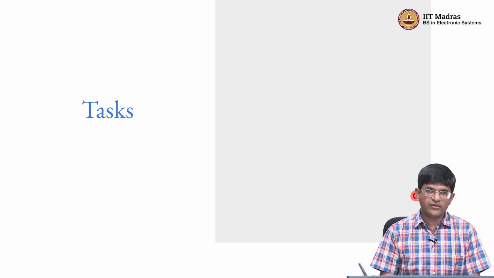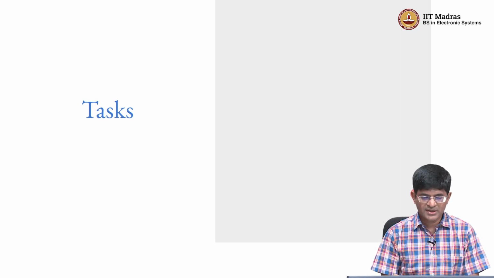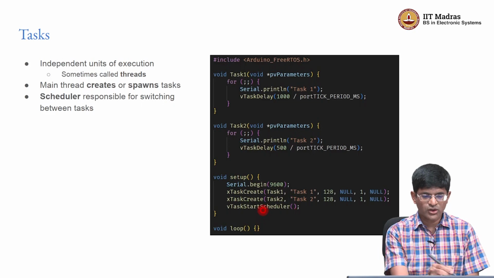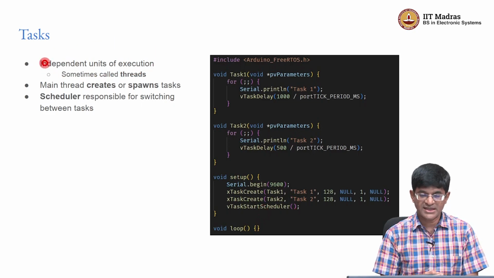Okay, now we are going to dive a little bit deeper into the various different concepts involved in RTOS, starting with the idea of a task. So, what exactly is a task? We already saw that it's an independent unit of execution. Sometimes these are also called threads.